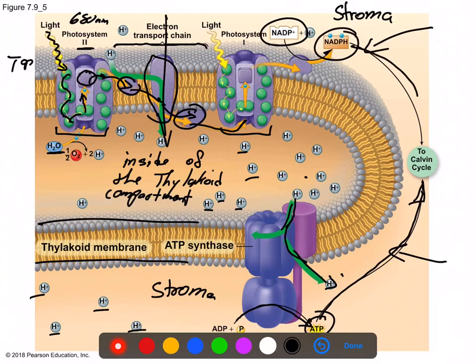Who is the final electron acceptor? NADP+. What happens to it? It becomes NADPH. And where does that go? Also to the Calvin cycle. Okay. That was quite a bit to finish off with. But the beginning was probably not that difficult, okay?